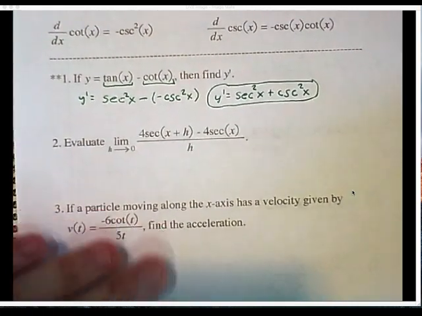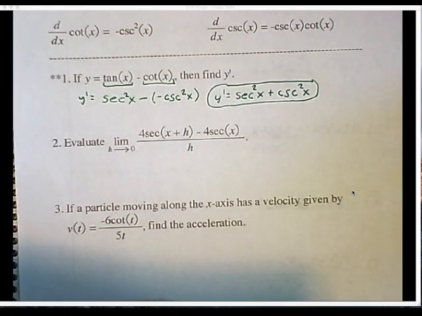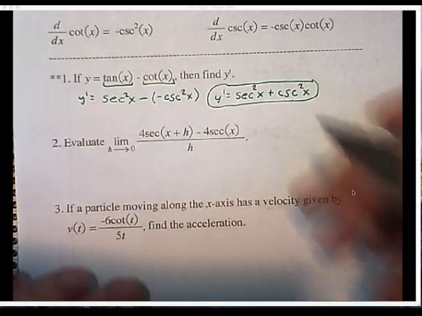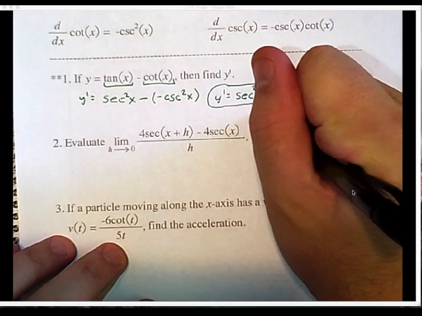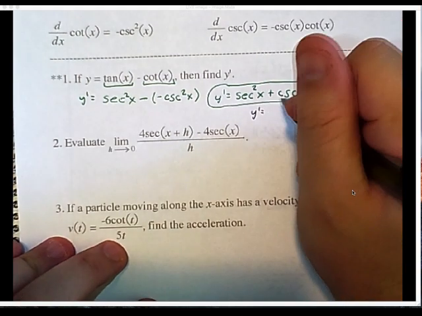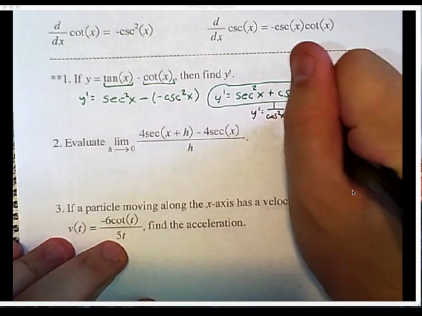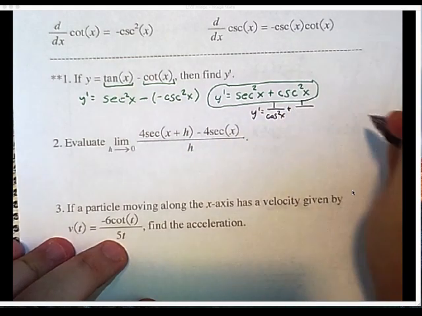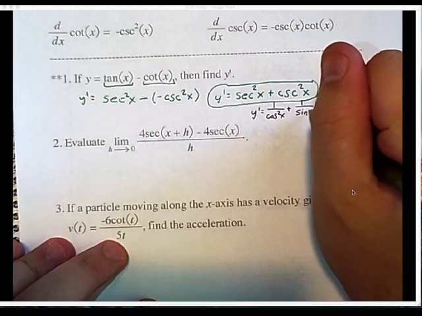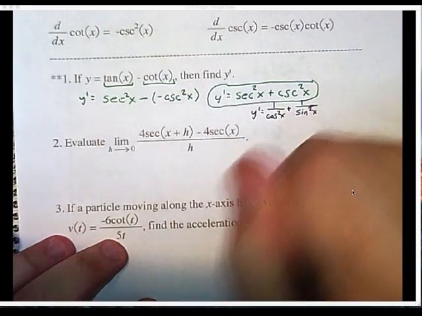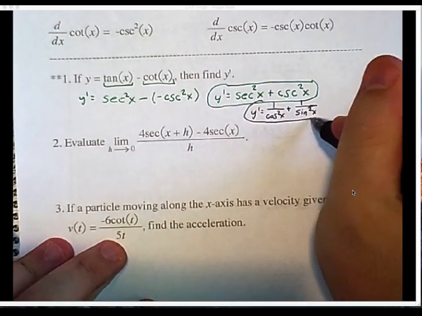So this is an answer, or anything that's trigonometrically equivalent to that. What do I mean when I say trigonometrically equivalent? For example, if that wasn't an answer choice, secant is 1 over cosine, so secant squared is 1 over cosine squared. Cosecant is 1 over sine, so cosecant squared is 1 over sine squared. So this is an equivalent answer.